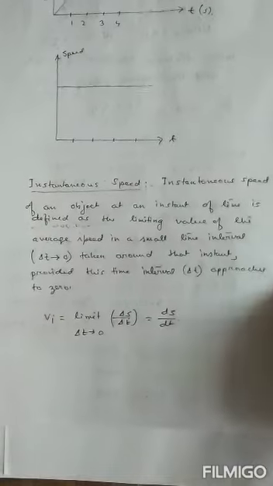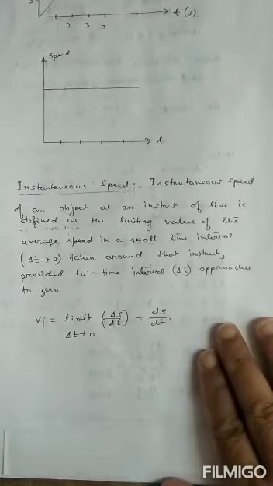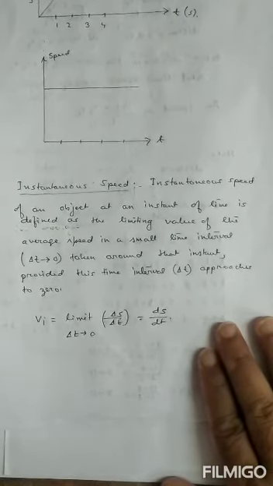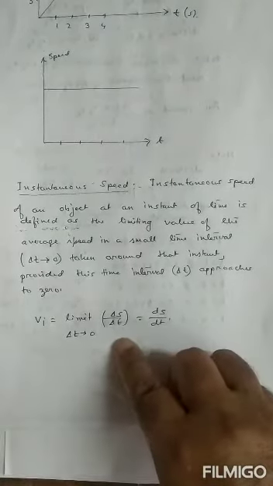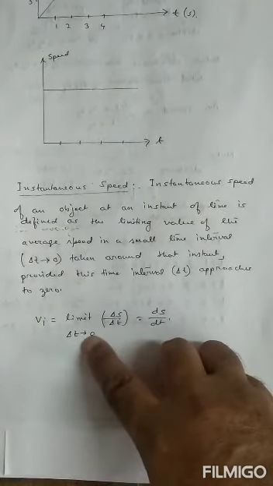It is also a straight line, but it is parallel to time axis. There is another definition called instantaneous speed. Speed at a particular instant is called instantaneous speed. It is written like this. It is the ratio of delta S by delta T when delta T tends to 0.